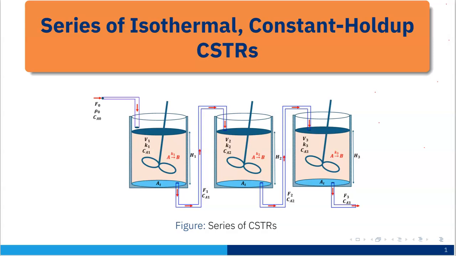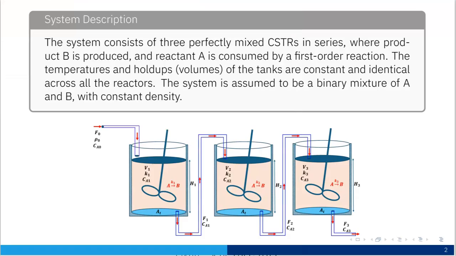Today I'll talk about a series of isothermal constant hold-up CSTRs. Now here is a system description. The system consists of three perfectly mixed CSTRs in series, where product B is produced and reactant A is consumed by a first order reaction. So the reaction is first order, and temperature and hold-ups of the tanks are constant.